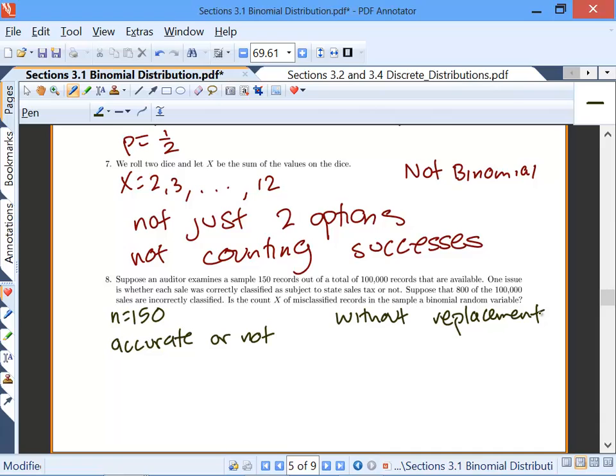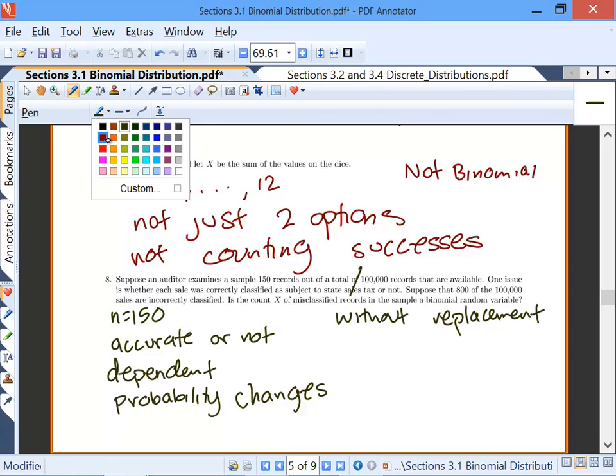And if we're sampling without replacement, then what happens to our independent or dependent? It's going to become dependent. They affect each other. And the probability is going to change. But how much is it going to change? So probability changes. How much do you think the probability is going to change?